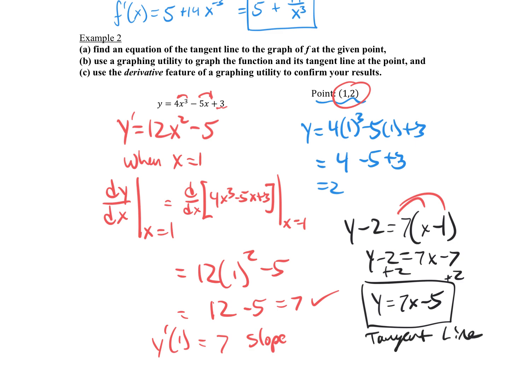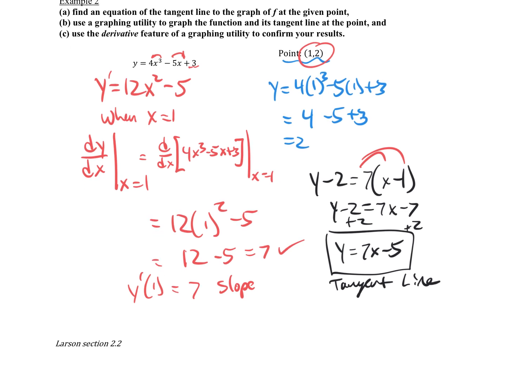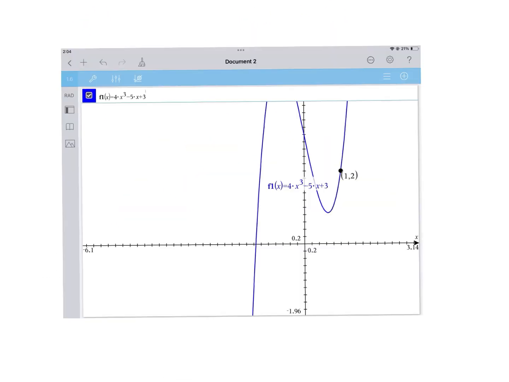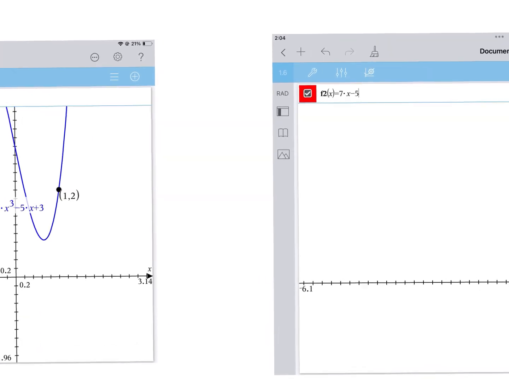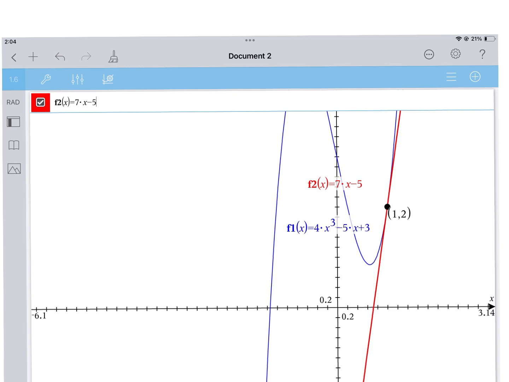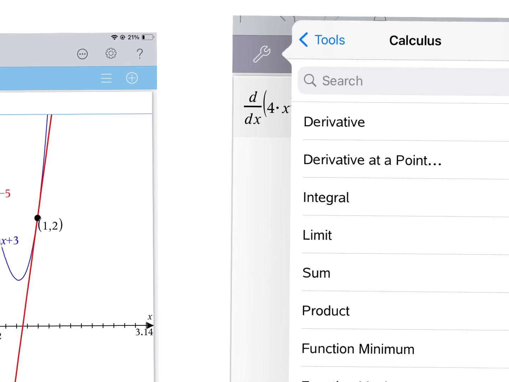So to go to our calculator, in this program, I can't go to my calculator, so I'm going to put some screenshots up here. So if we start by going and graphing our function, we'll get this function here. F of x equals 4x cubed minus 5x plus 3. Then if we enter our equation 7x minus 5 into F2, we'll see that yes, indeed, that is the tangent line. That is the equation of the tangent line, I should say. Okay? And it meets right there at 1, 2.